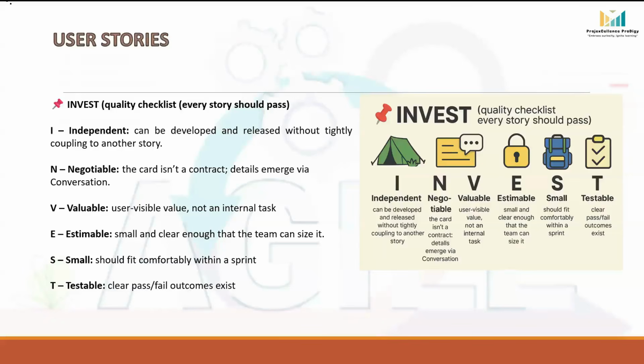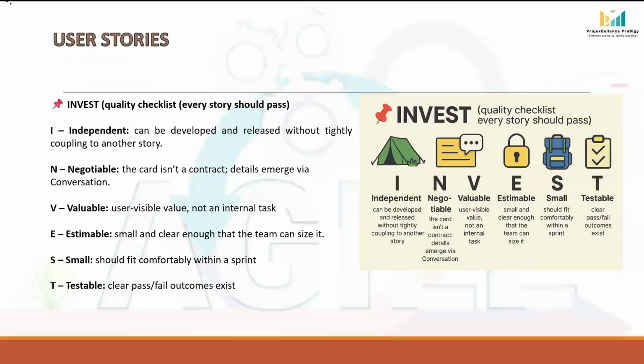E stands for estimable. A good user story should be clear enough that the development team can assign it a size in story points or t-shirt sizing. If the story is too vague, the team won't know how much effort, time, or complexity it involves. So that makes planning unreliable.